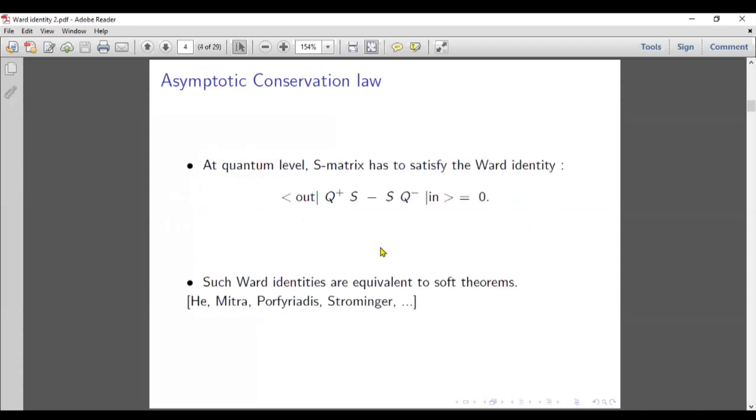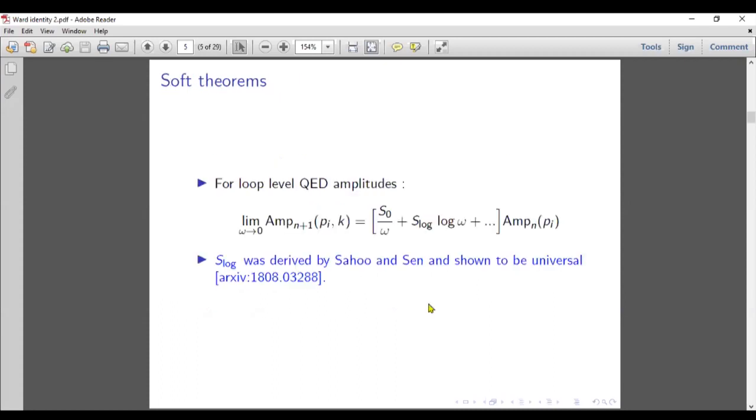Whereas the past charge Q minus is defined at scri minus plus. Now let us go to the quantum theory. At the quantum level, the S matrix has to satisfy a Ward identity of this kind, where Q plus is the future charge that we discussed earlier, and Q minus is the hard charge. Now the interesting thing is that such Ward identities are equivalent to soft theorems. This was first demonstrated by Hay, Mitra, Porfyriadis, and Strominger, and it has been established in many cases by many other people later on.